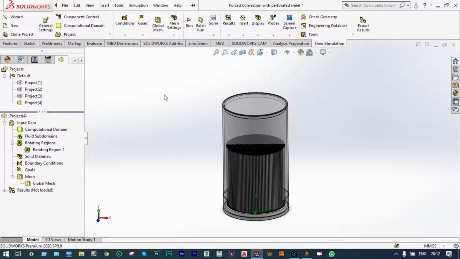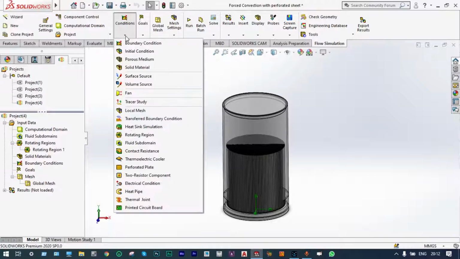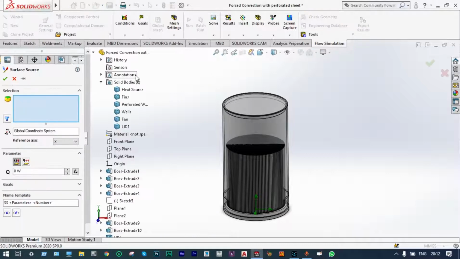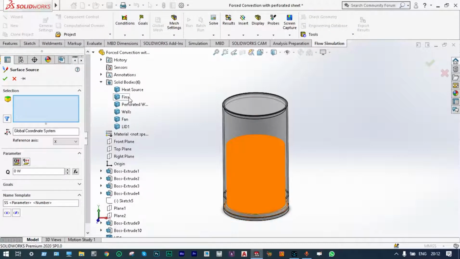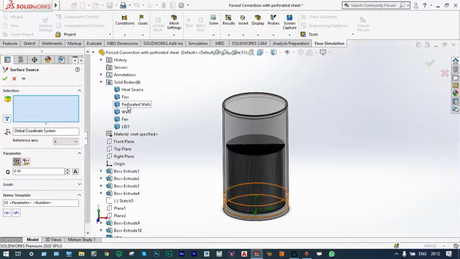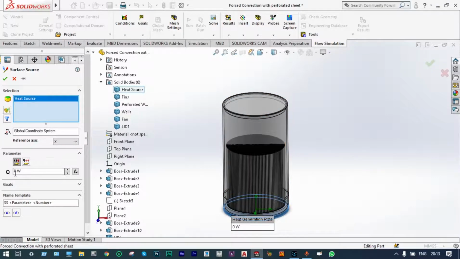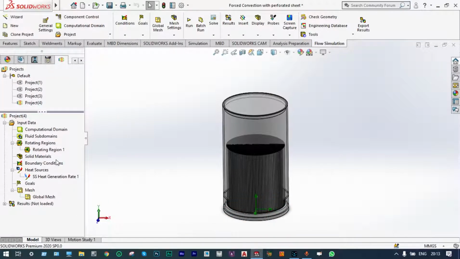Next, we have to provide our heat source. We can provide a heat source for conditions, surface source. Let us select that heat source from the solid entities. It will provide heat at a rate of 1000 watts. Green check. Now we can apply boundary conditions.